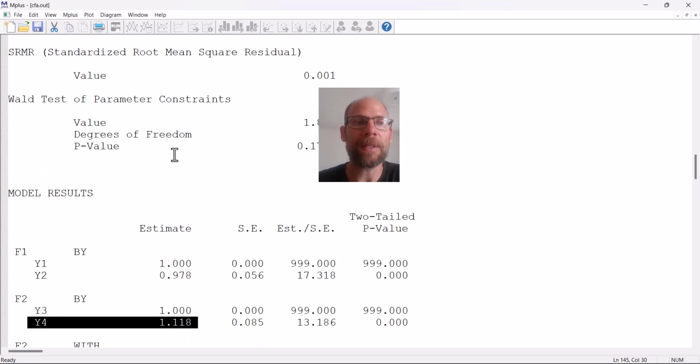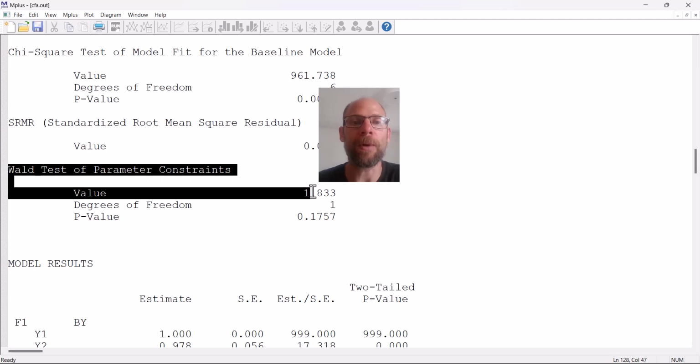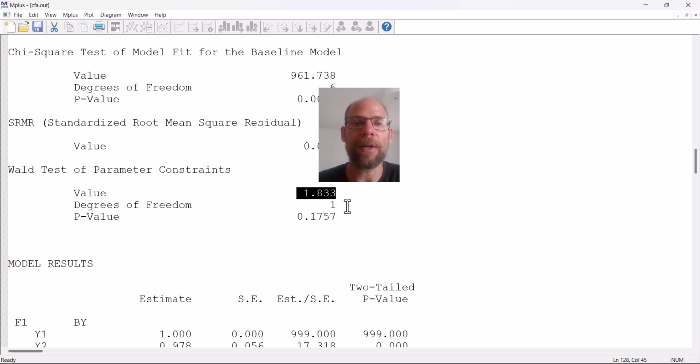Now, going back up, you can see that below the standardized root mean square residual fit index, you get something that you normally wouldn't get in Mplus, and that's the Wald test of parameter constraints. You only get this test when you use the model test option. And you can see the value of the test statistic is given here, 1.833. It has 1 degree of freedom because we are testing one constraint, the equality of those two loadings, and the p-value is 0.1757, which would be non-significant at an alpha level of 0.05, which is commonly used, which means this is a non-significant Wald statistic indicating that the null hypothesis cannot be rejected.